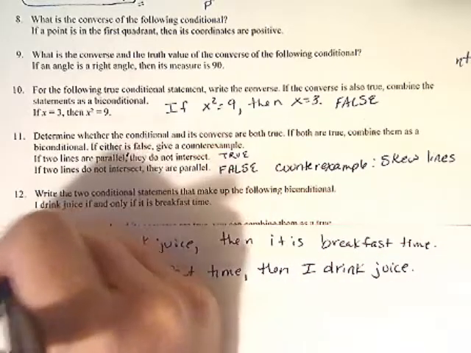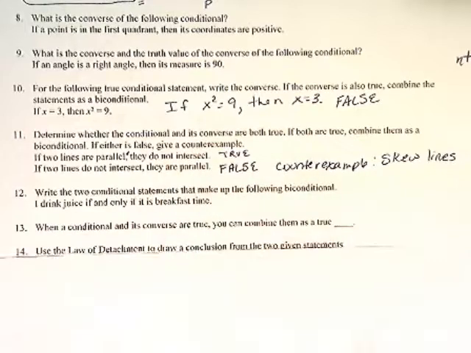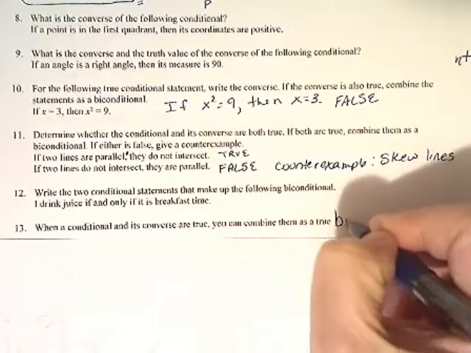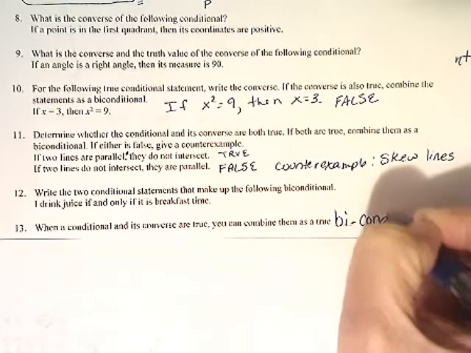Okay, that's number 12. Number 13, when a conditional and its converse are true, you can combine them as a true biconditional.